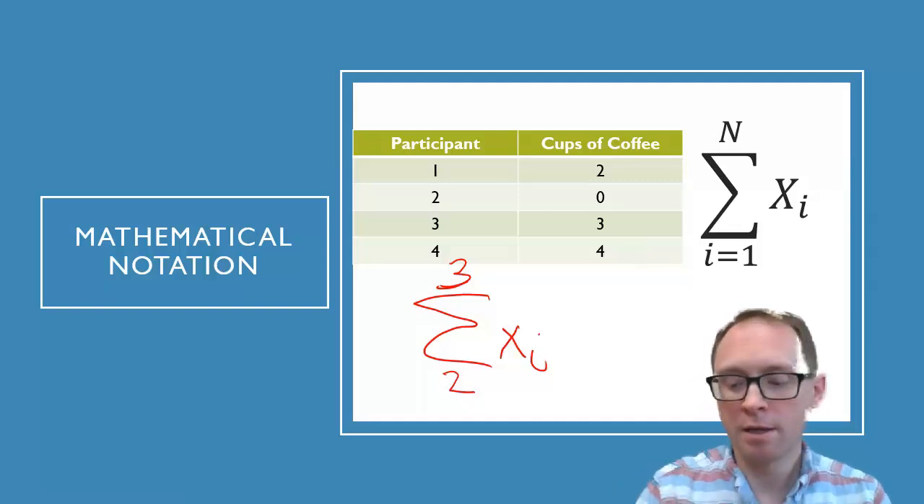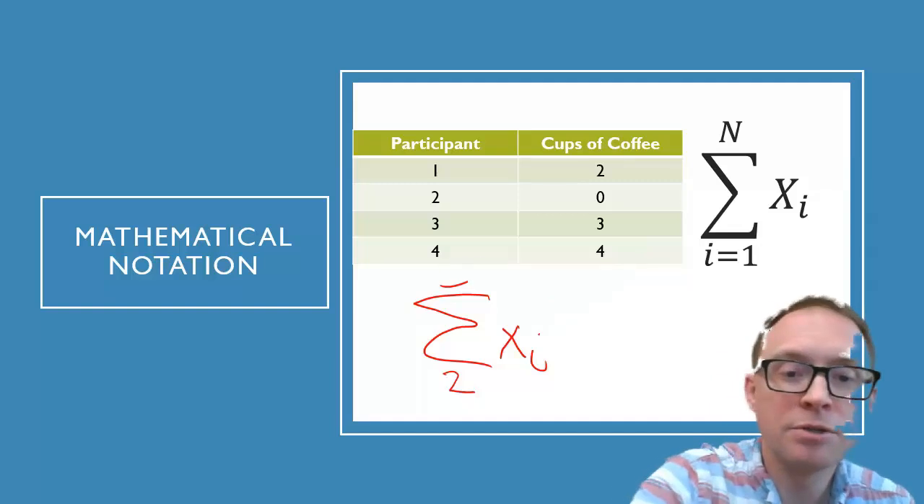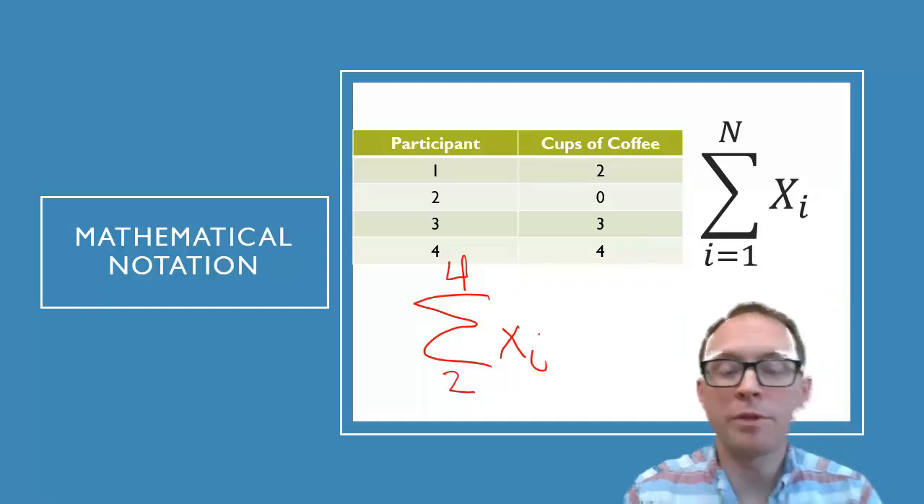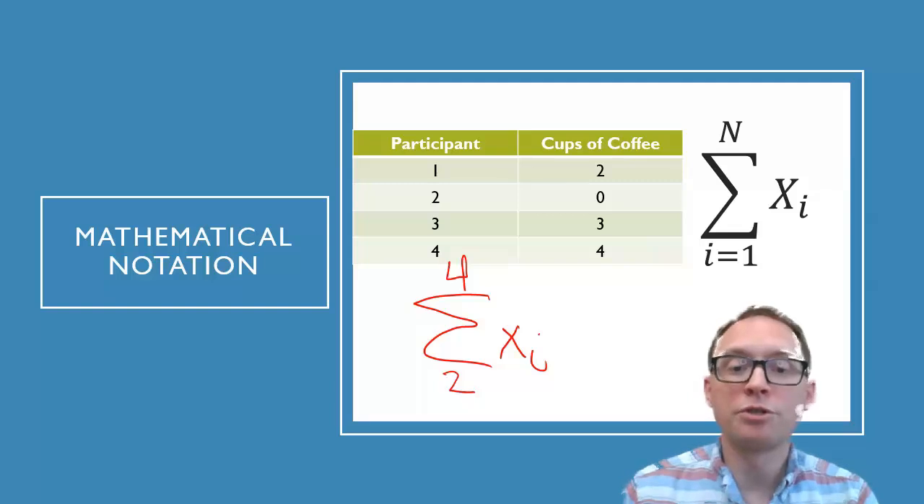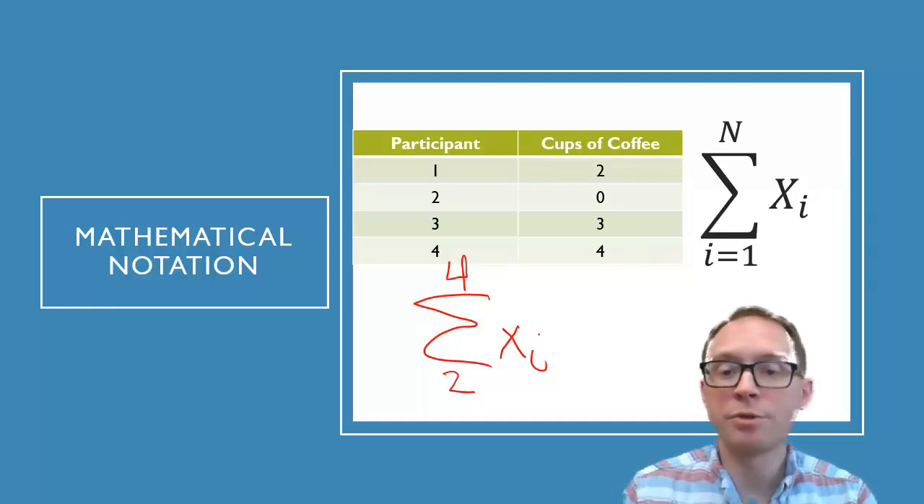Conversely, if we had changed this to, let's change that to a 4. Now I want the sum of person 2 through person 4. So I want 0 plus 3 plus 4, that would be 7. Person 2 had 0 cups of coffee, person 3 had 3, person 4 had 4, and you're telling me to give you the sum from person 2 through person 4. The answer to that would be 7.